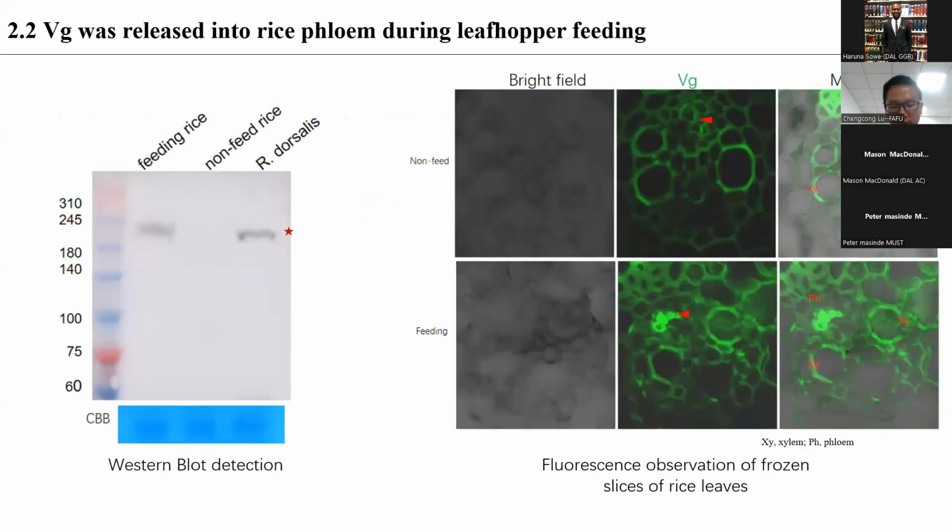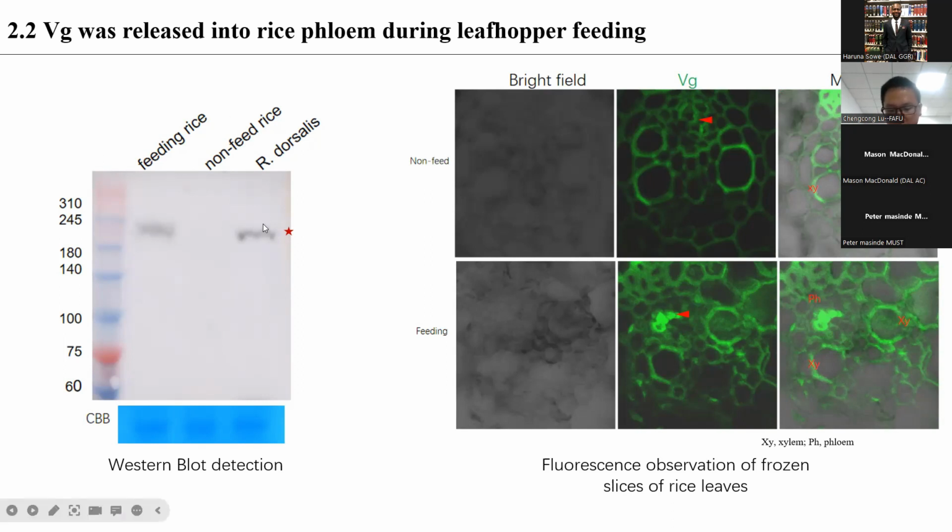First, it was verified that VG can be released into the rice host through saliva during feeding. We took 13 insects to feed on rice and tested with a specific antibody of VG. The result showed that compared with the non-feeding rice, there was a band of VG in the feeding rice sample, indicating that VG can be released into the rice.